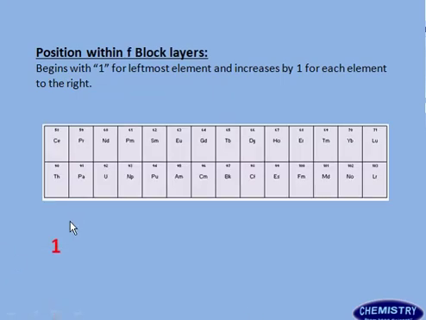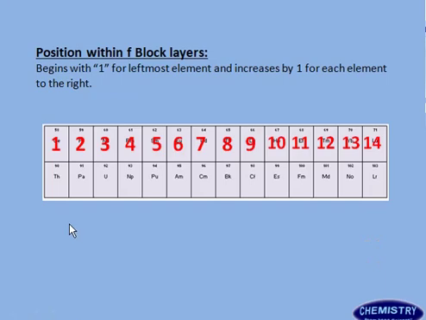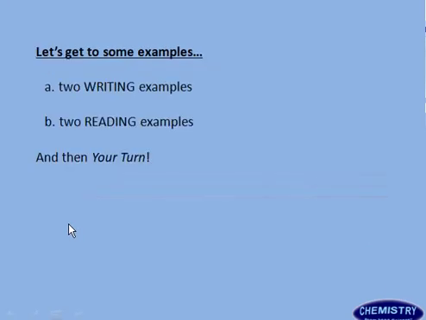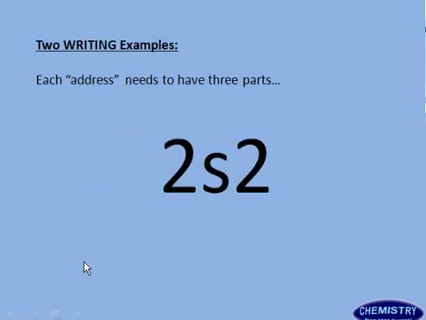And within the F block, as you counted up using the periodic table, it ranges from 1 to 14. So those are the position numbering scheme. Now we're going to get into two writing examples, two reading examples, and then it's going to be your turn to work on your own.